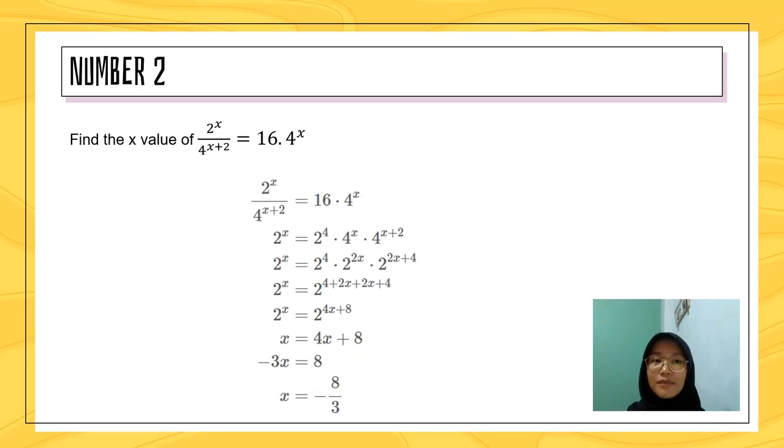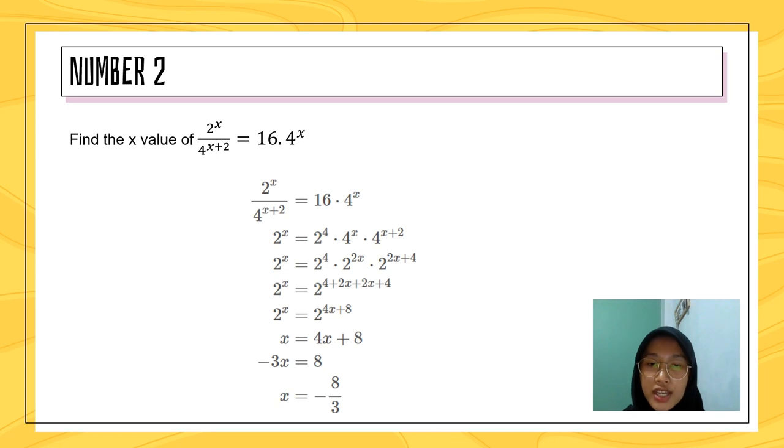And then number 2, find the x value of 2 to the power x over 4 to the power of x plus 2 equals 16 times 4 to the power x. In both sides, we multiply by 4 to the power of x plus 2 and change 16 into 2 to the power 4. And then we get 2 to the power x equals 2 to the power 4 times 4 to the power x times 4 to the power of x plus 2.